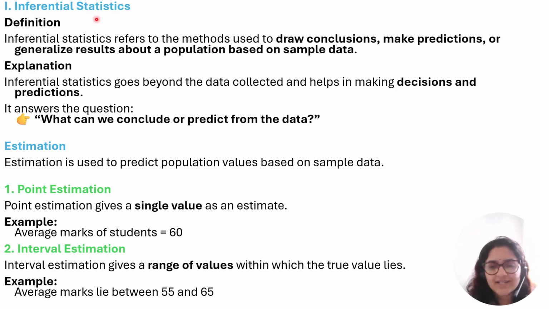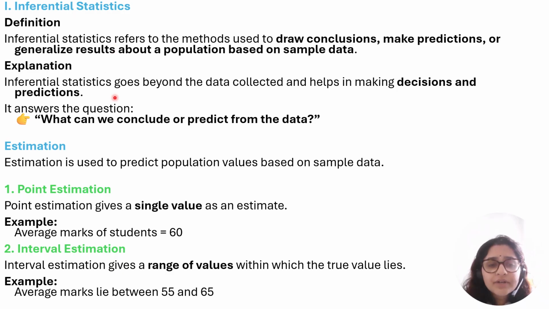Then what is inferential statistics? We have done with descriptive statistics. Inferential statistics is used to draw conclusions. As the name itself tells, inference, it is used to draw conclusions, make predictions, and generalize results about a population based on a sample. Whereas descriptive statistics is just explaining whatever data is there. It will not make any assumption, it will not make any prediction. Whereas inferential statistics will draw conclusions, make predictions, and generalize results about a population.